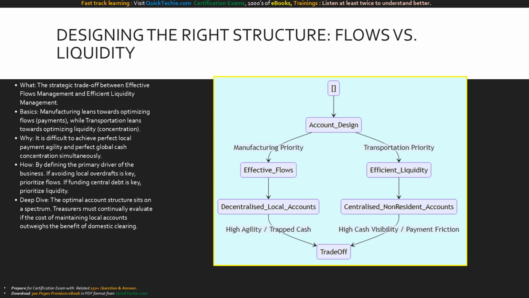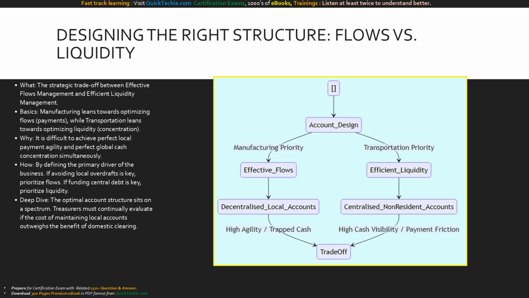If your biggest risk is halting a local factory because a vendor wasn't paid, prioritize flows. If your biggest risk is missing a centralized aircraft lease payment, prioritize liquidity. The deep dive realization is that the optimal account structure sits on a dynamic spectrum. You must constantly evaluate if the administrative cost of maintaining local accounts outweighs the savings generated by using domestic clearing networks.